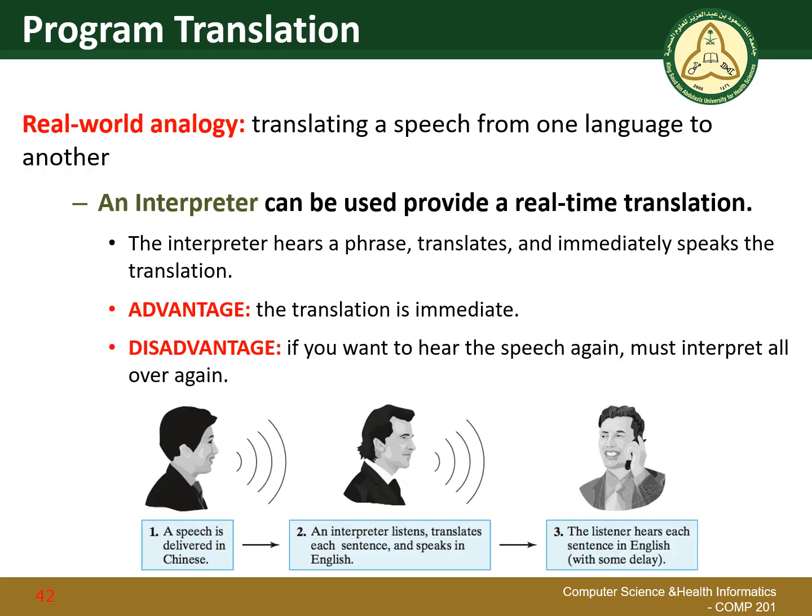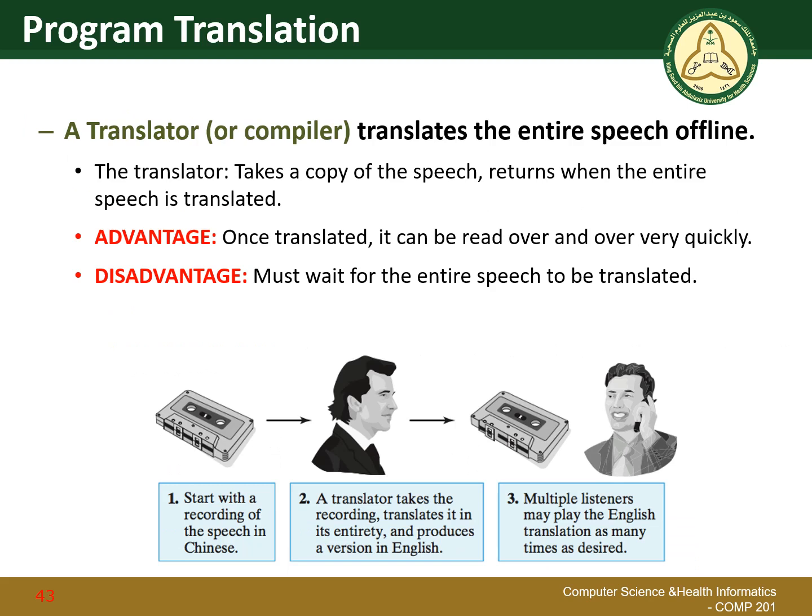Now we look at an analogy of translating speech from one language to another to explain the two approaches of programming translation. The first one is an interpreter, which can be used to provide real-time translation. The advantage is immediate translation, but the disadvantage is that if you want to hear the speech again, you must interpret all the speech over again.